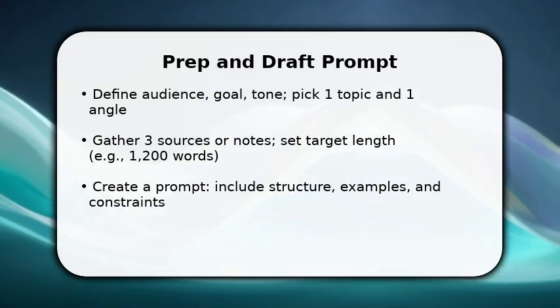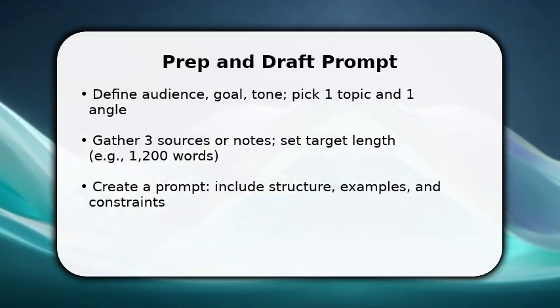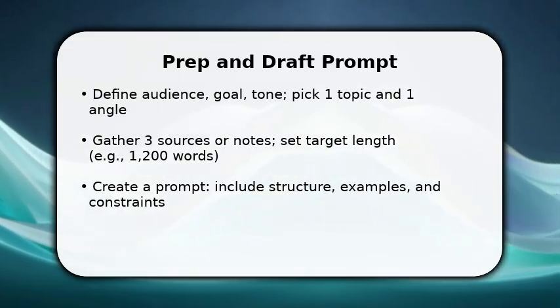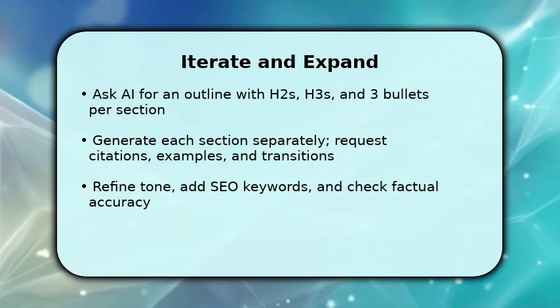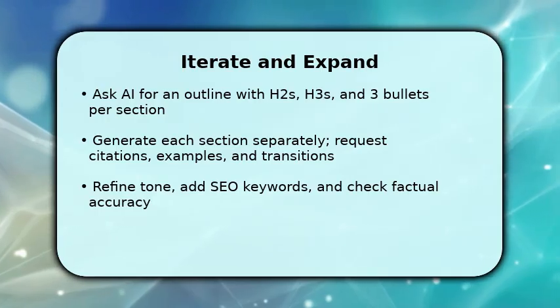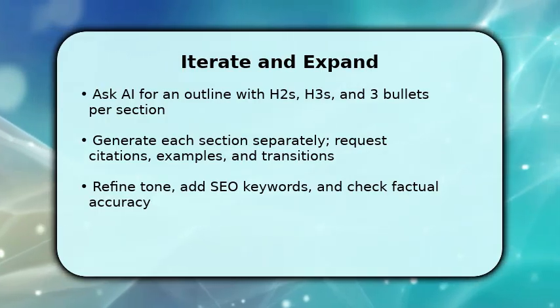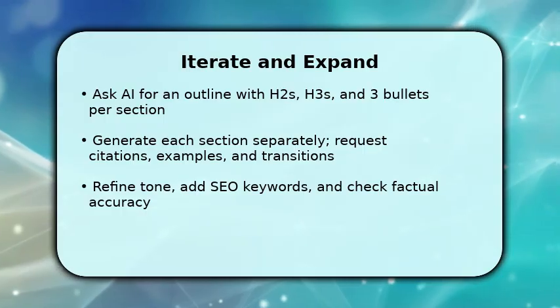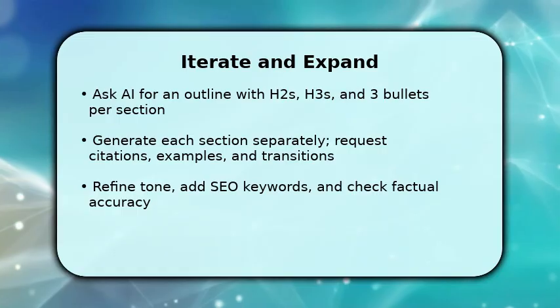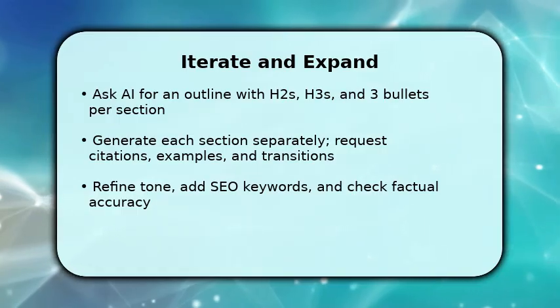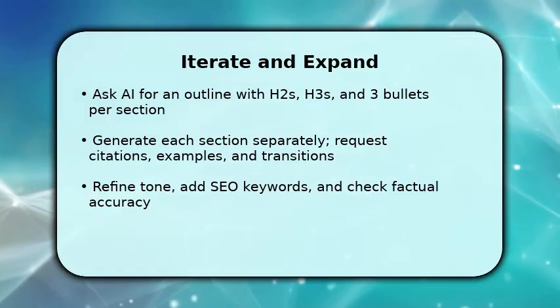This first step gets the AI producing focused output immediately instead of generic content, and it saves major editing time later. Next, ask the model for a detailed outline with H2s and H3s so you control flow. Once you have that, generate sections one at a time to keep focus. Make the AI add examples, short quotes, and logical transitions, and request inline source notes for fact-checking.